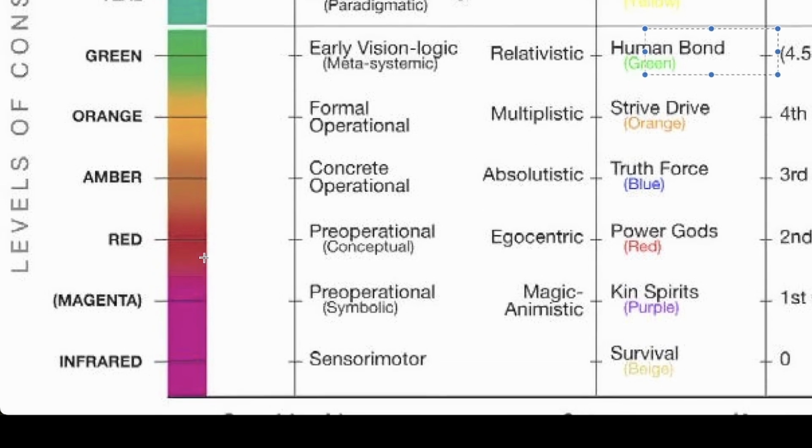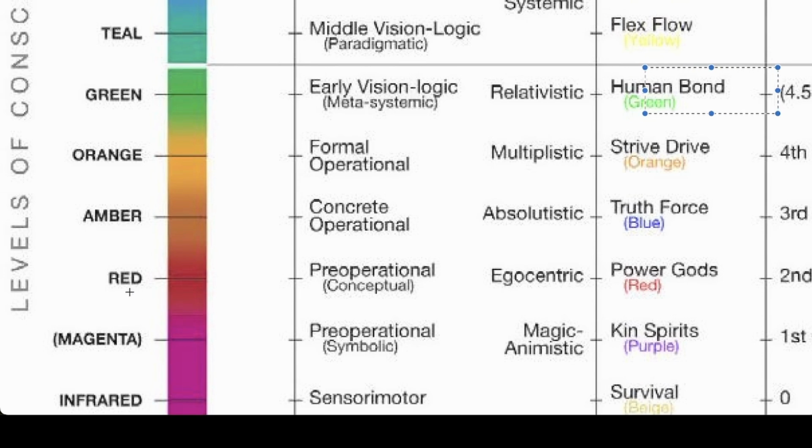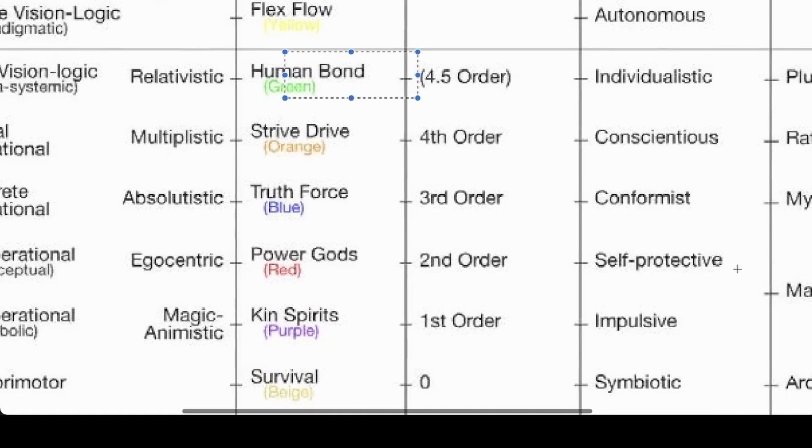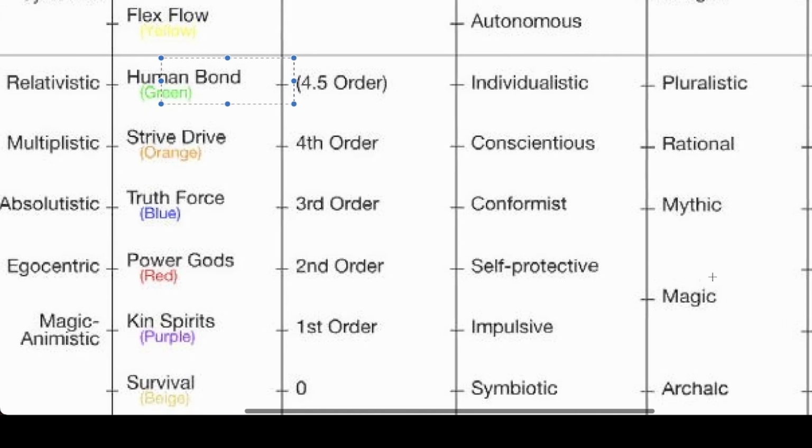The next stage we call red. Red is very power. Here this model calls it power gods. It's egocentric. Egocentric doesn't have to be a bad thing, especially for a young child. Being egocentric, growing beyond magenta is a good thing. Their sense of self is forming from a sense of self that's differentiated out from everybody else. It's called pre-operational, and that needs more breaking down. Second order, self-protective, and the higher part of magic.